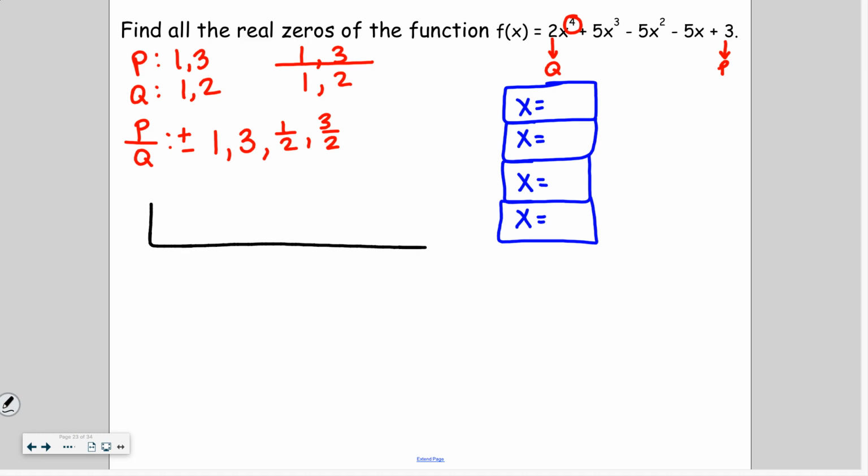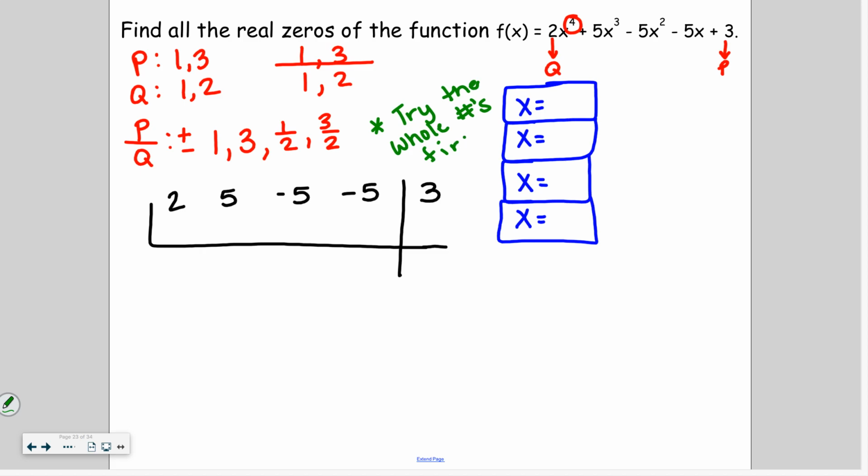So, synthetic division, we have 2, 5, -5, -5, and 3. Now, I've always told you to try 1, 2, and 3 first. On this, try the whole numbers first. Forget them fractions for now. Okay? Try your whole numbers first. So, let's try positive 1.